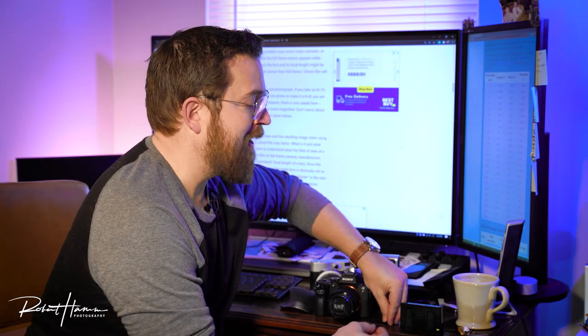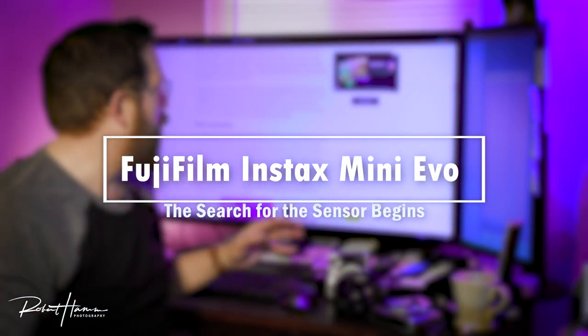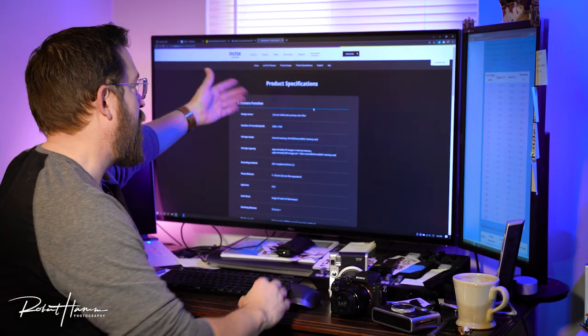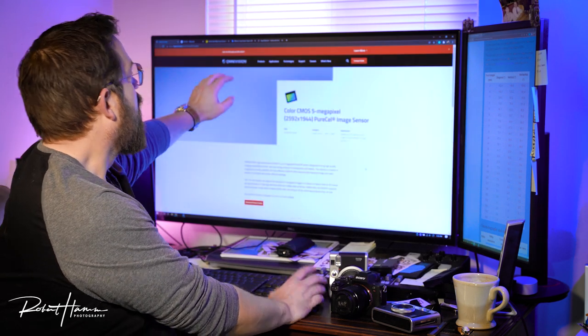This is gonna be important later. Okay, we've talked about that. Now we're gonna move into what do we know about the camera. Well, like we said, we know that we've got a 2560 by 1920 over 1/5 of an inch sensor. That's the size. So I did some digging around.